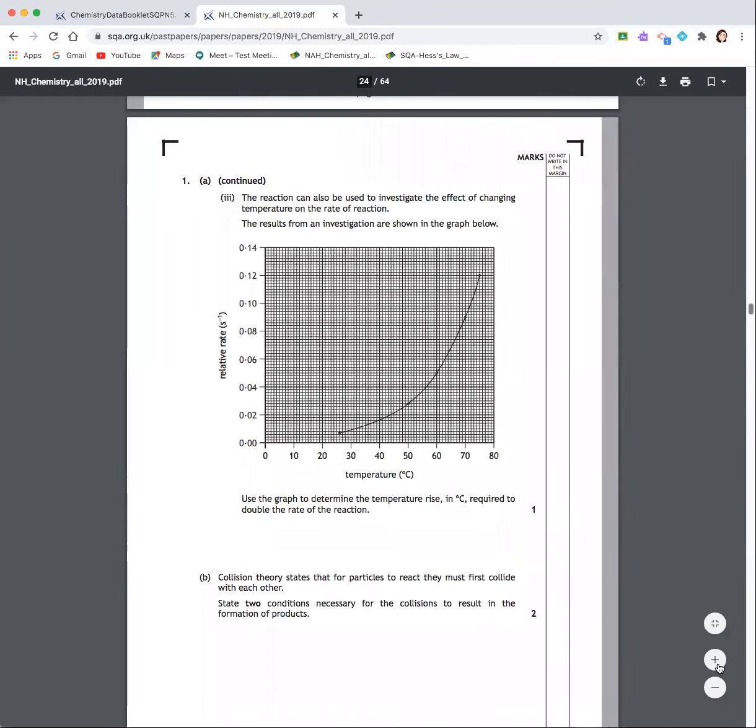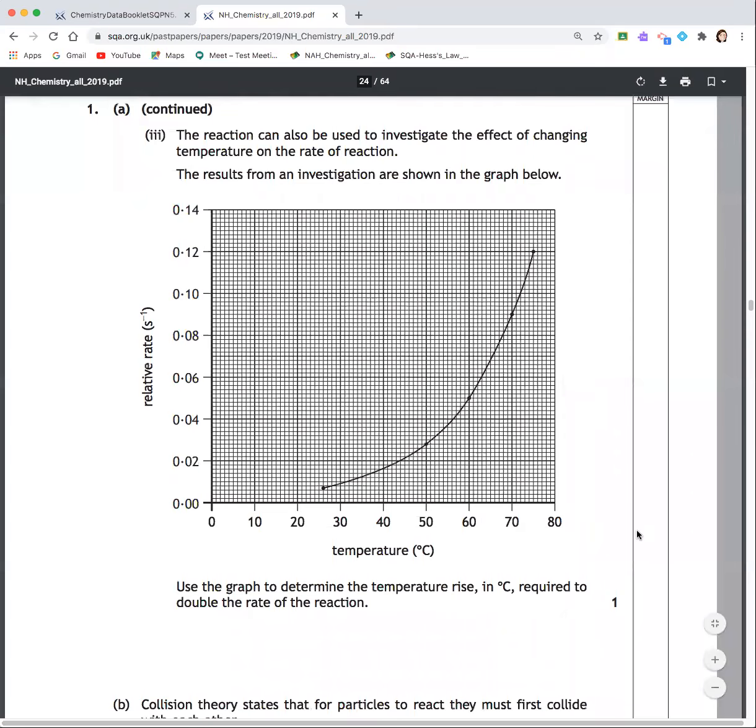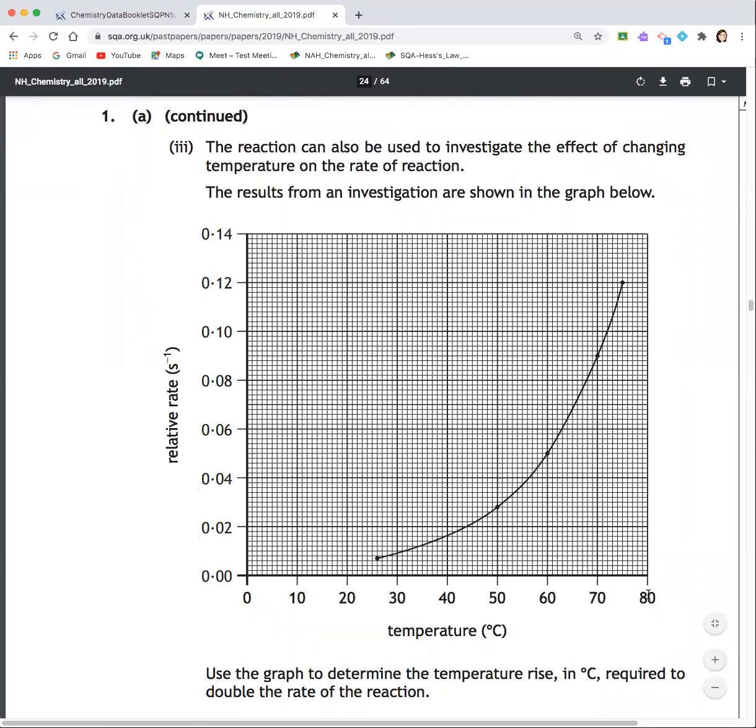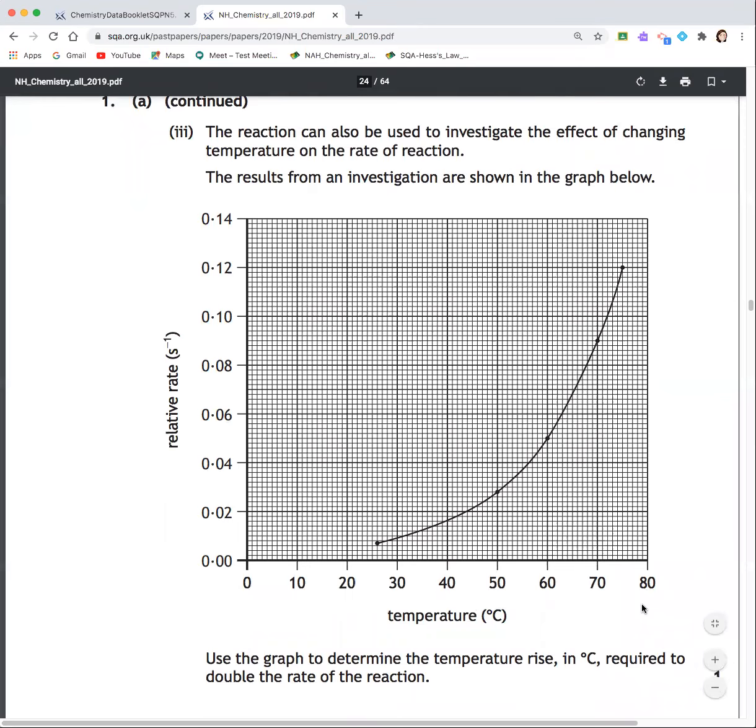1A, I will zoom in for this. Part 3. So here we're using the graph to determine the temperature rise required to double the reaction rate. So you need to pick 2 relative rates here, that one is double of the other. So you could pick 0.2 and 0.4, or you could pick 0.04 and 0.08. I'm going to pick 0.02 and 0.04. So then you look to see what the temperature was at those rates. So for 0.02, it was 44 degrees.